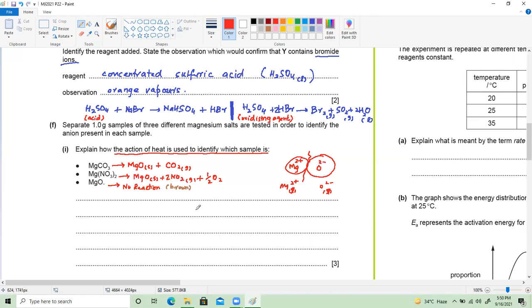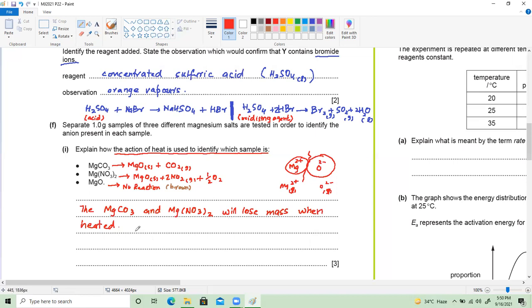Okay, the magnesium carbonate and magnesium nitrate will lose mass when heated. As you can see, different gases are evolved, so they will leave that apparatus, and thus the mass of the carbonate and the nitrate will decrease.